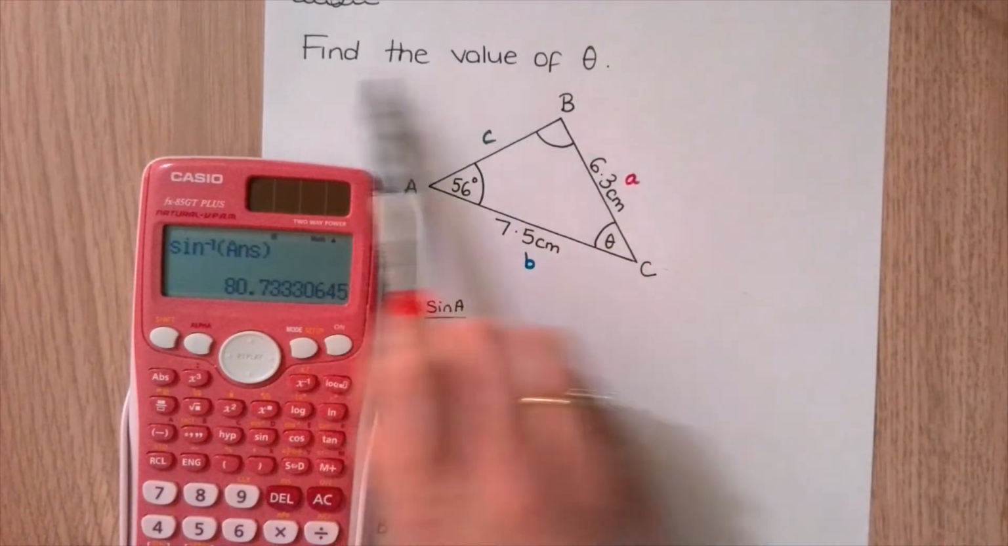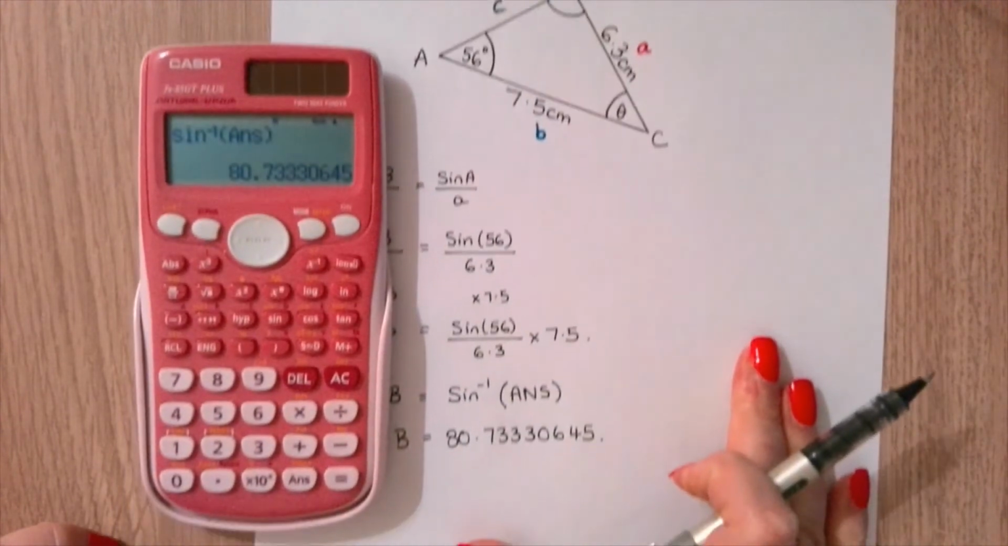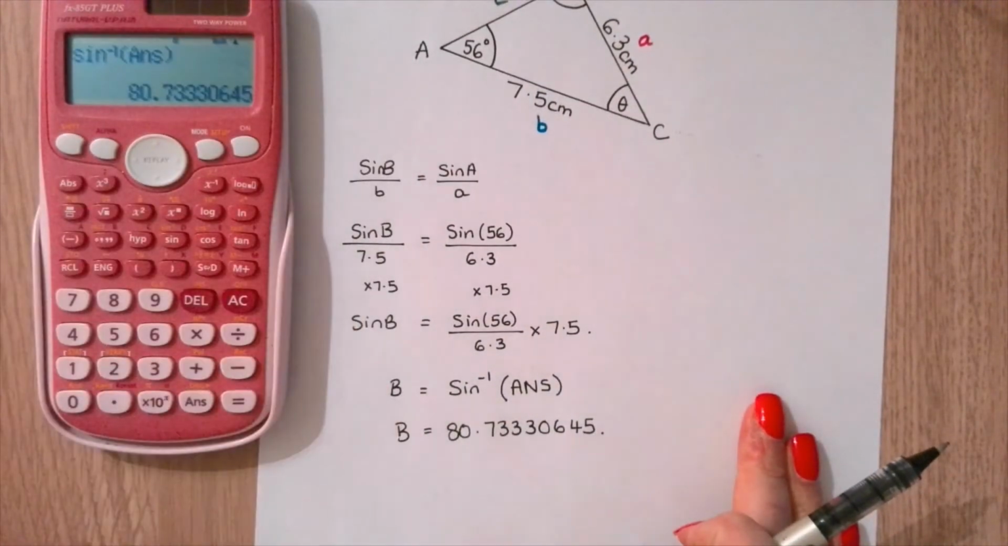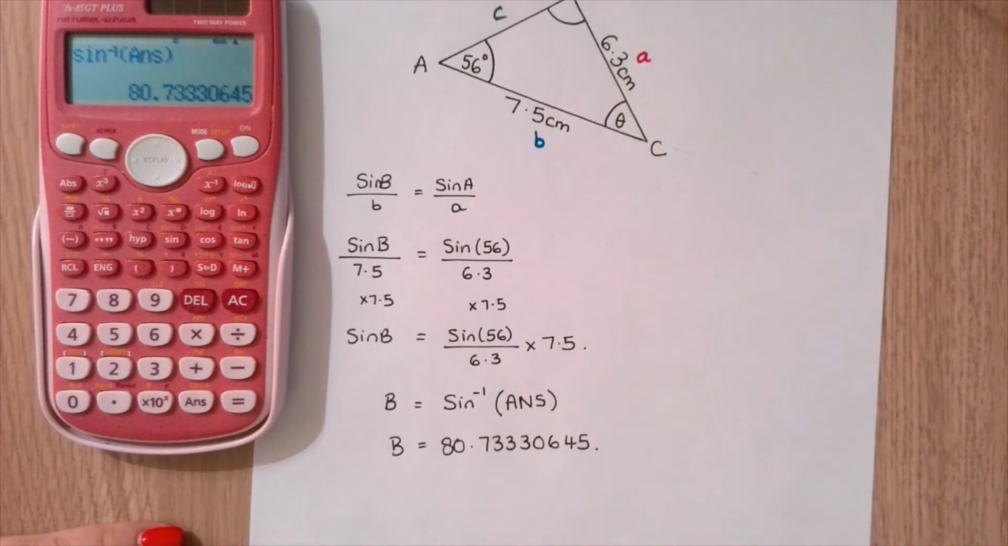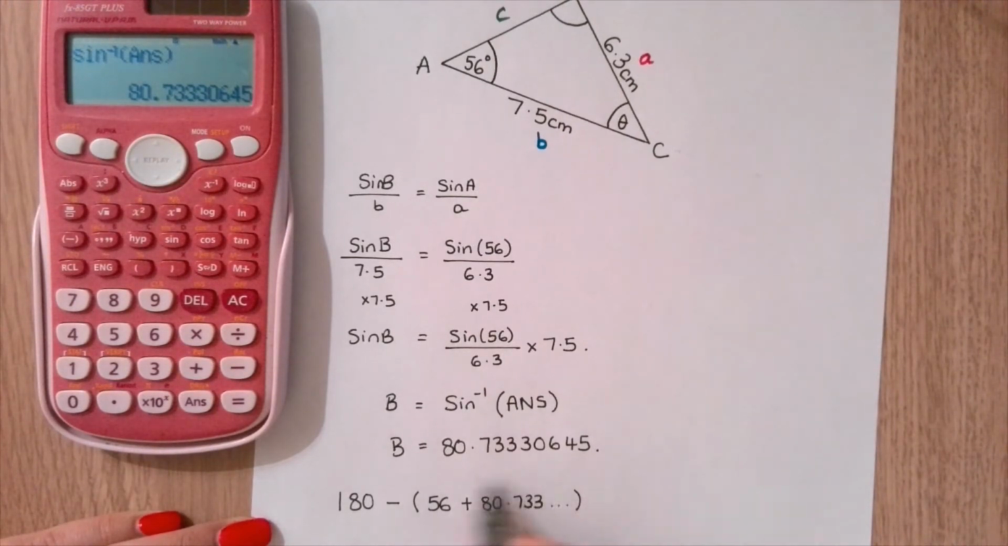The question asked me to find the value of theta, which is down here. As I said earlier, I'm now going to use my angles in a triangle add up to 180 degrees. So I'm going to do 180 minus 56 plus 80.733, etc. Please, please, please make sure you do use the full value in your calculation.